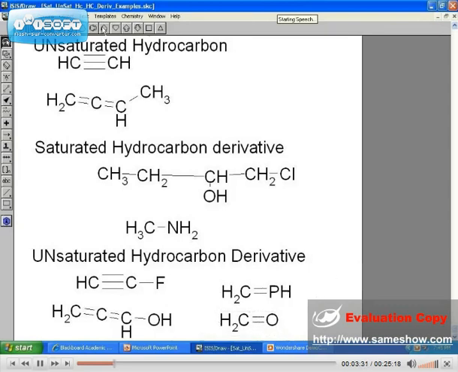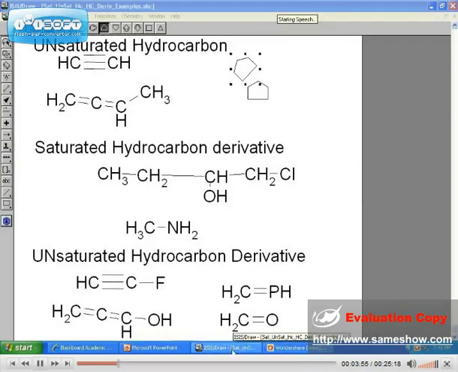Ring structures are also an example of an unsaturated hydrocarbon. Just take my word for it, but I'm not going to be testing you on ring structures. I could be testing you, however, on any of these other examples here. So moving on.